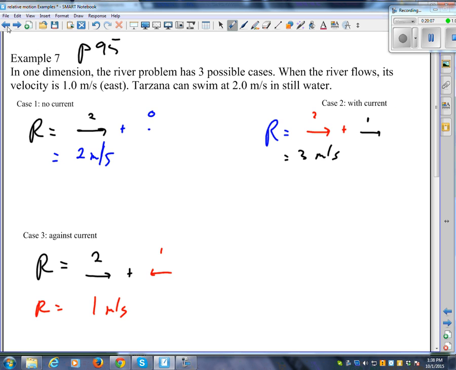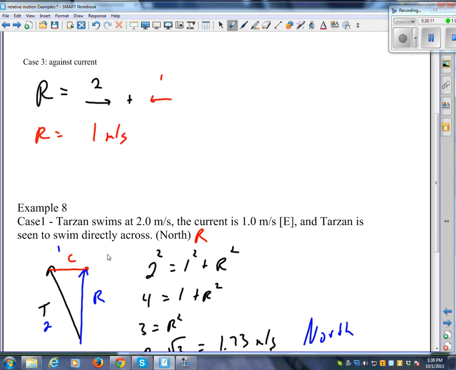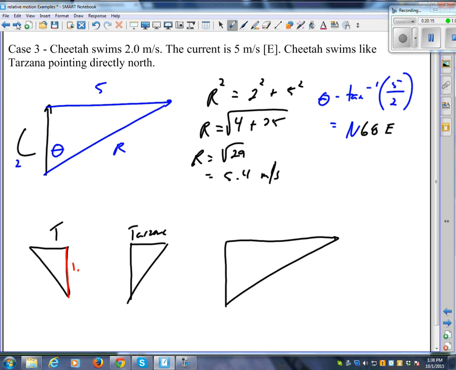Well, this guy, Tarzan, he's going at, was it 1.8 or 1.7? You guys aren't paying attention back there, I can tell. 1.73. He's going at 1.73. His component that's north is 1.73. Tarzana, her component straight across is 2. Cheetah's, his component straight across is also 2.